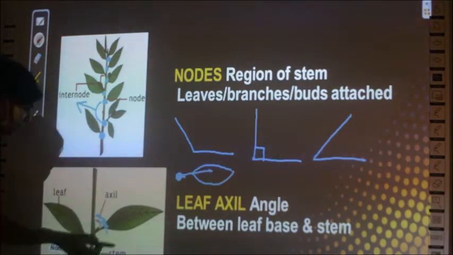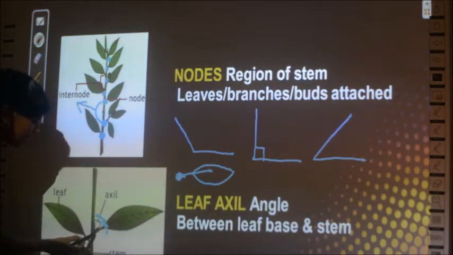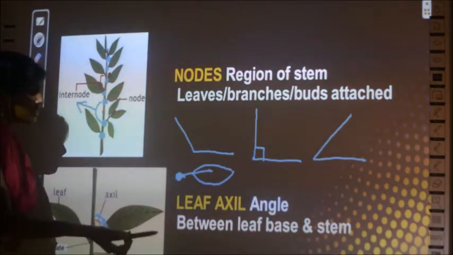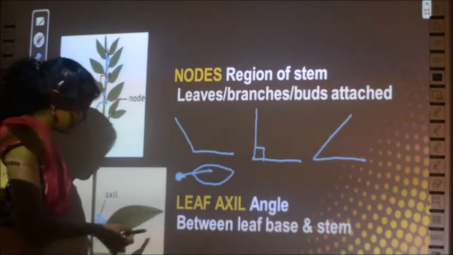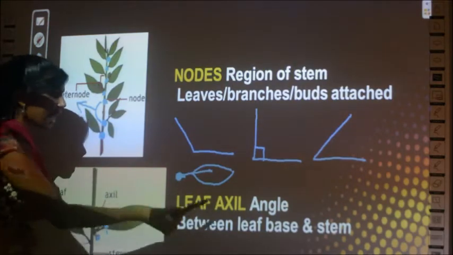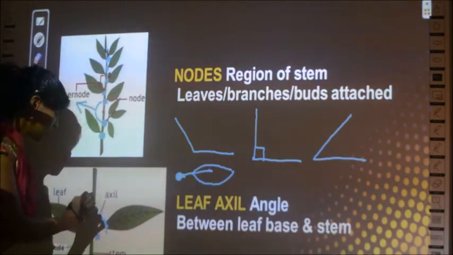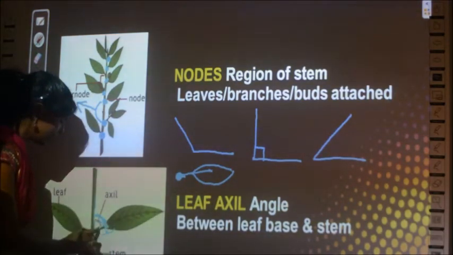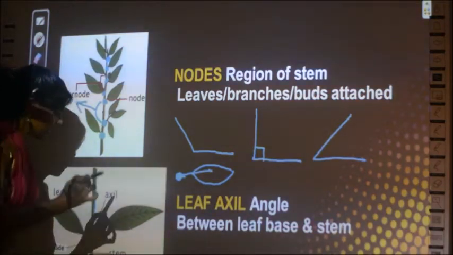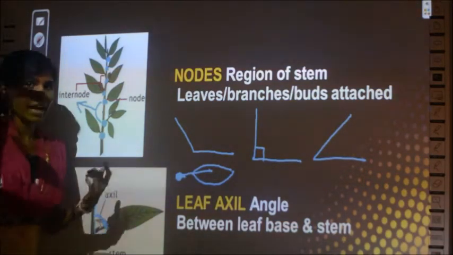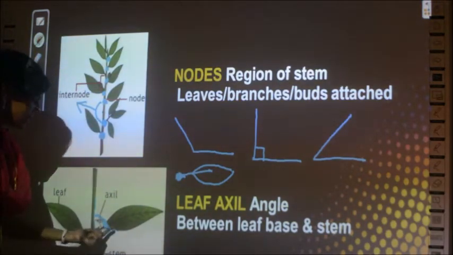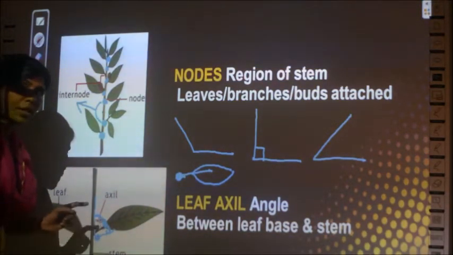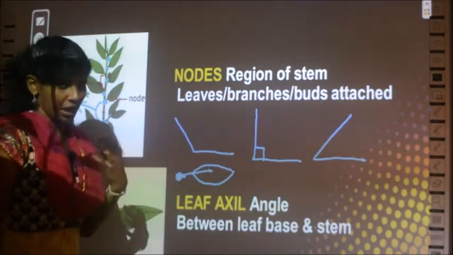So where is the leaf base here? Here, this is the leaf base, right? So what does it say? Leaf axil means the angle between the leaf base, this is the leaf base, and the stem. Where is the stem? So this angle between the leaf base and the stem is called leaf axil. Can you understand? The angle between the leaf base and the stem is called leaf axil.